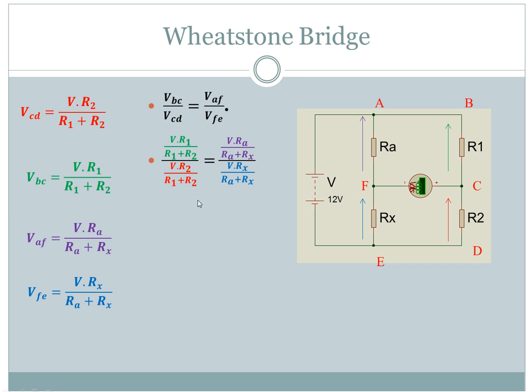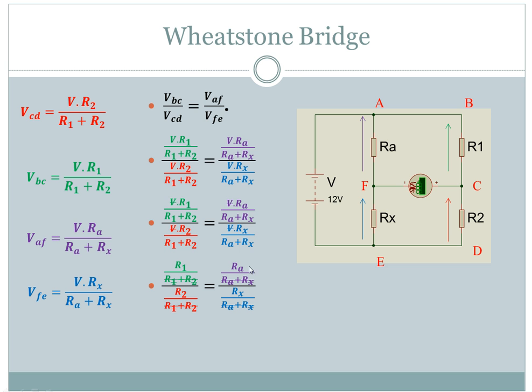Immediately we can see the V's are gone, and we can see R1 and there's R2 here, so they'll cancel out, and Ra and Rx over here will cancel out. So that's them gone. So we're left with R1 over R2 equals Ra over Rx. R1 over R2 is equal to Ra over Rx. And that is the Wheatstone Bridge.